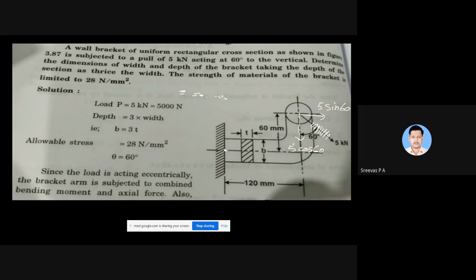After getting the moment, you have to find out the bending stress induced, and yes, axial stress is also there. Very good. Then the total stress. Then equate it with the given value, the strength of the material, which is 28 Newton per millimeter square. Equating it, you will get the dimensions.